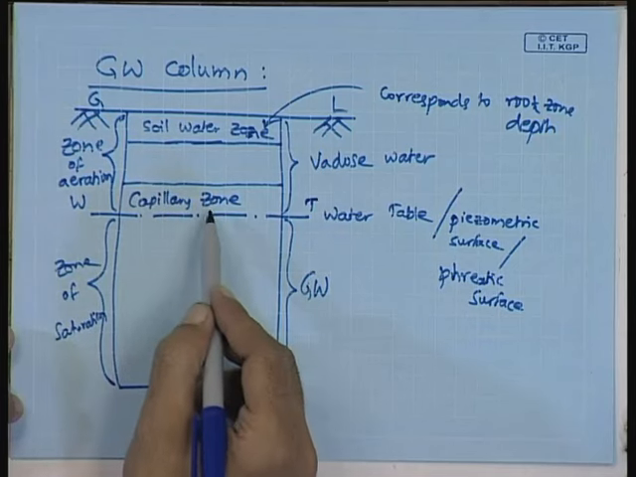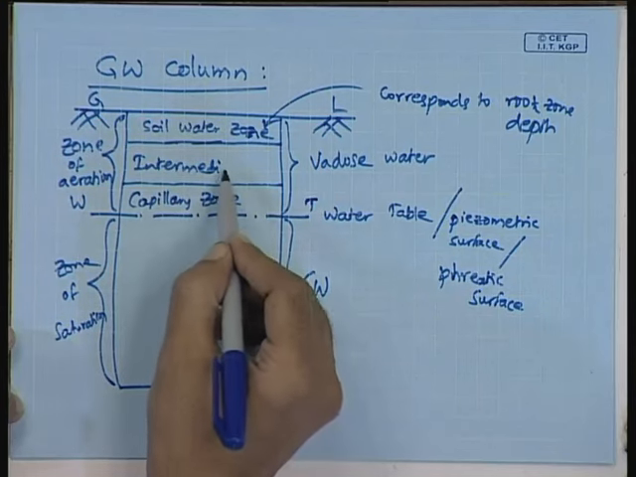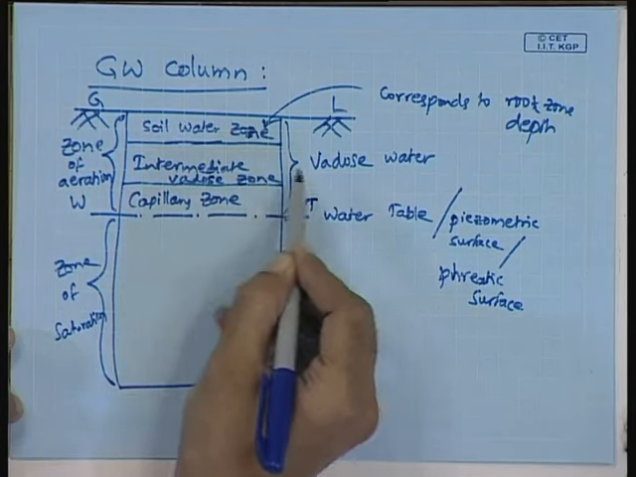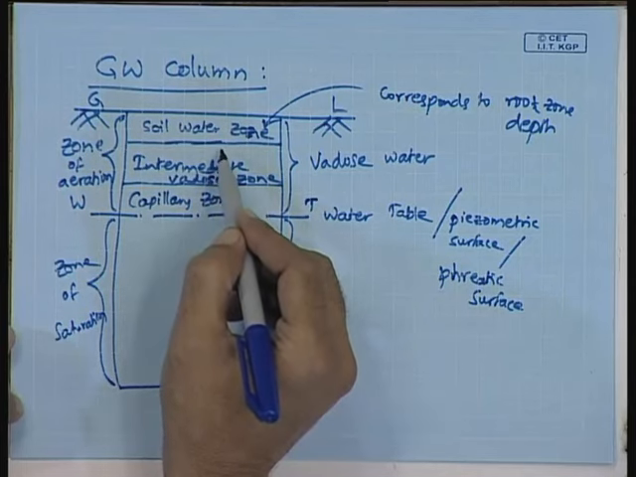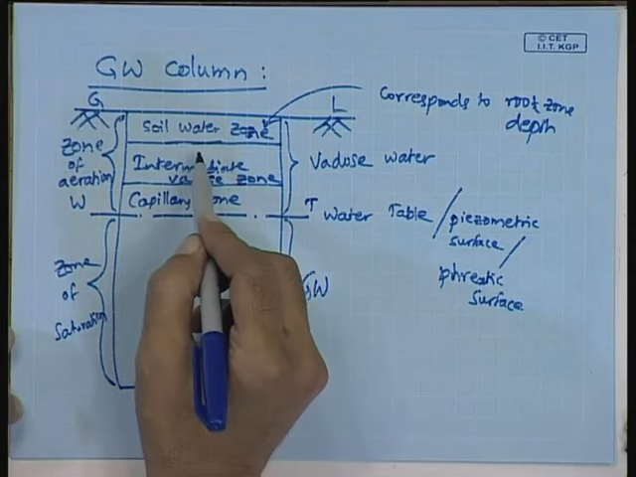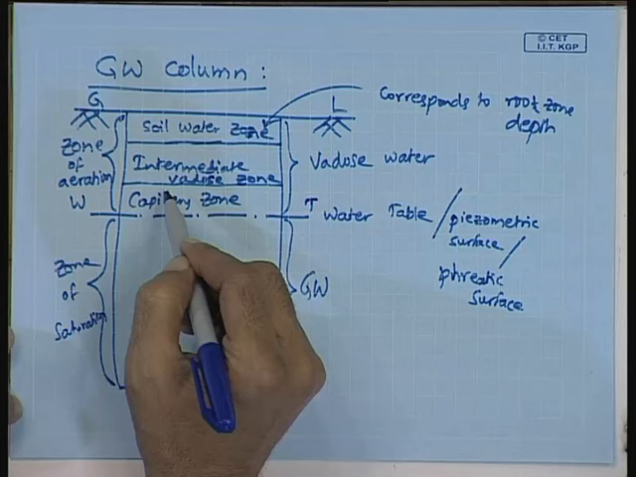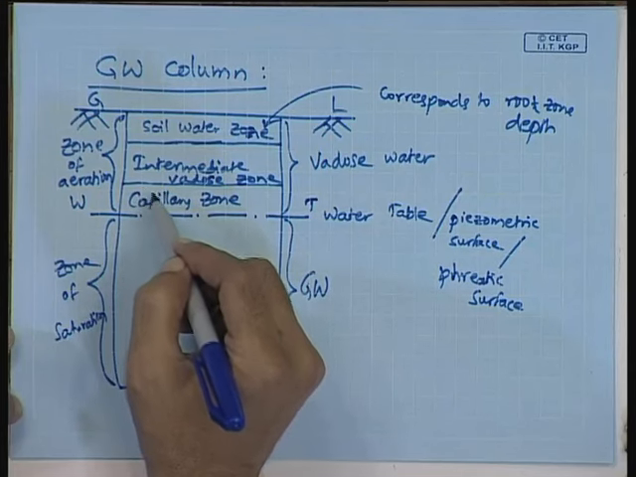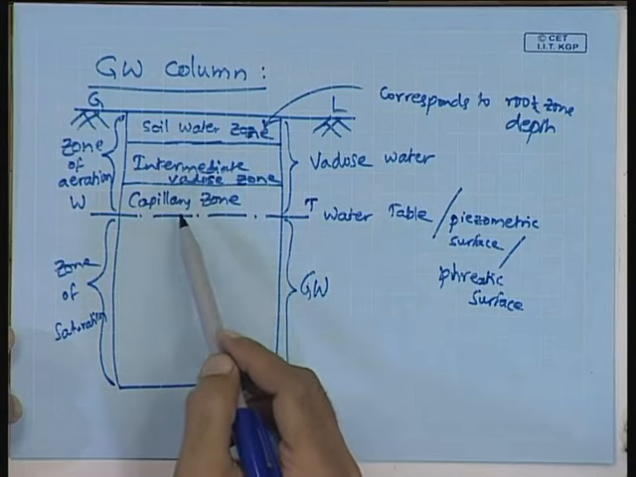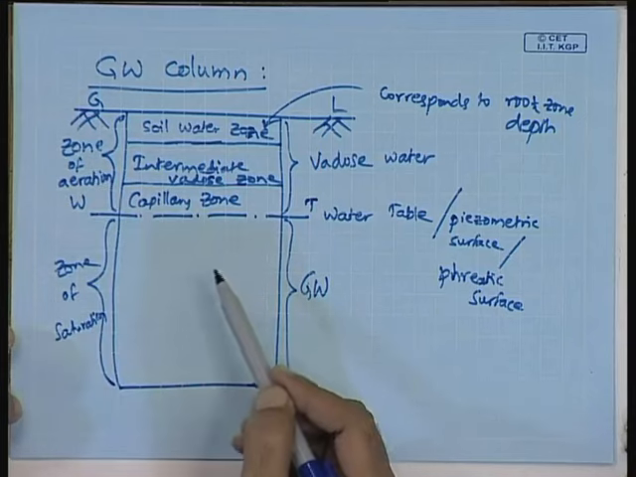And in between the soil water zone and the capillary zone, there is what is known as the intermediate vadose zone. This intermediate vadose zone is below the soil water zone, wherein we find the root depths of plants, and it is above the capillary zone, to the top of which we find the capillary rise of water. So essentially, the soil water zone, intermediate zone and capillary zone together constitute the zone of aeration, which is above the water table.